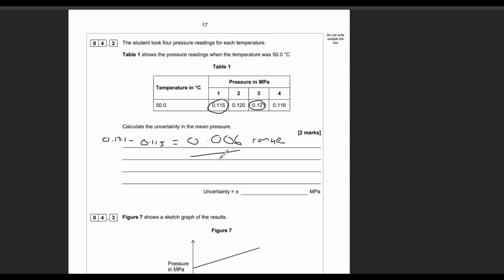And then we want to divide that by 2. So the uncertainty is really plus or minus 0.003. And that's how you work out uncertainty. Find the range, half the range, and that gives you your uncertainty. And that will get us 2 lovely marks.